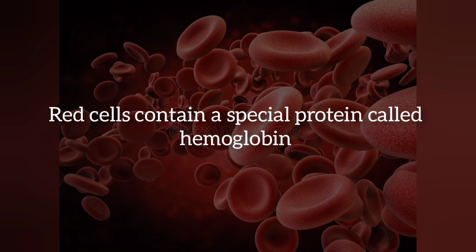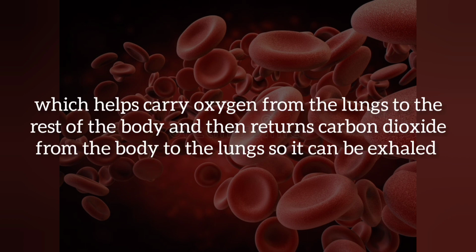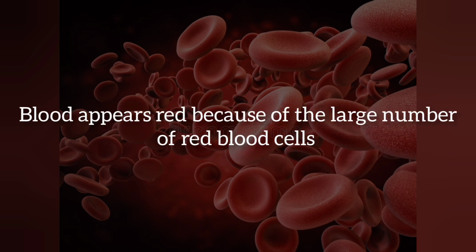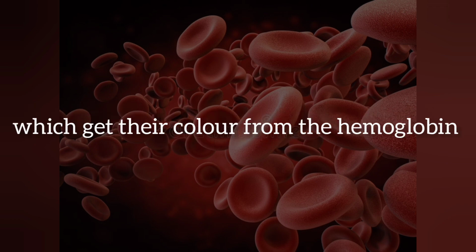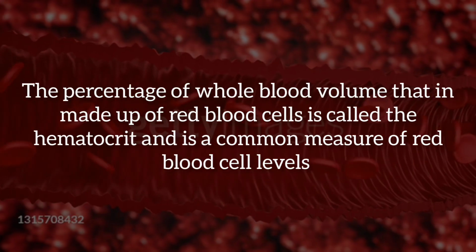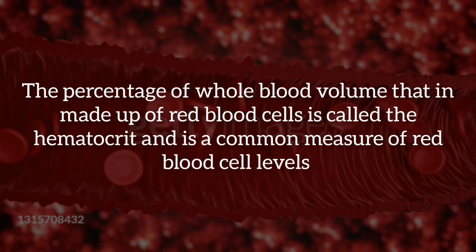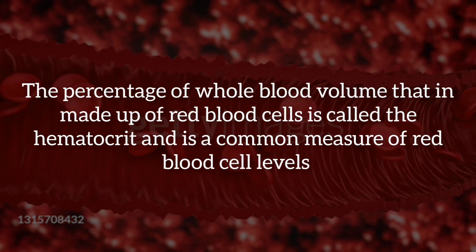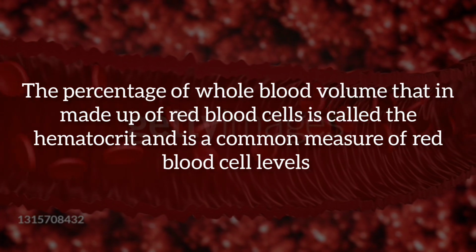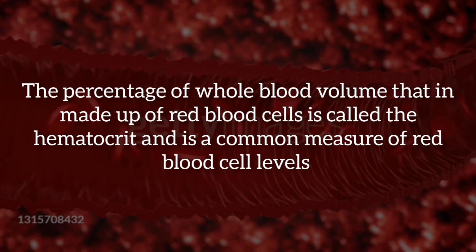Red cells contain a special protein called hemoglobin, which helps carry oxygen from the lungs to the rest of the body and then returns carbon dioxide from the body to the lungs so it can be exhaled. Blood appears red because of the large number of red blood cells, which get their color from the hemoglobin. The percentage of whole blood volume that is made up of red blood cells is called the hematocrit and is a common measure of red blood cell levels.